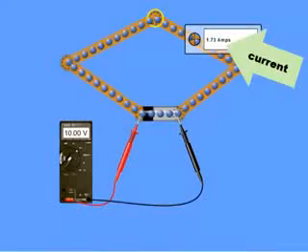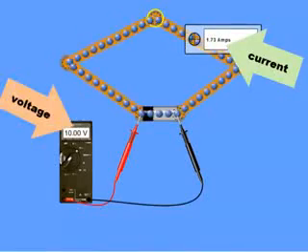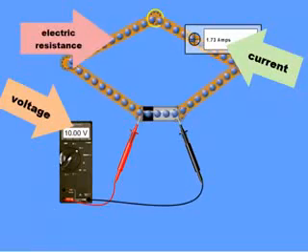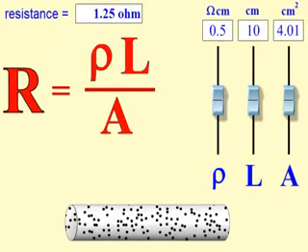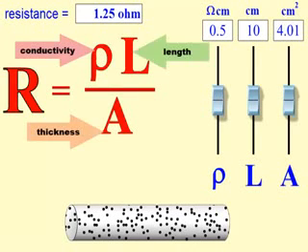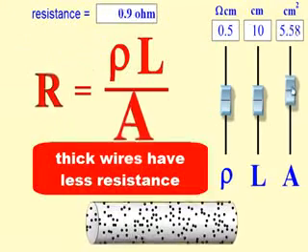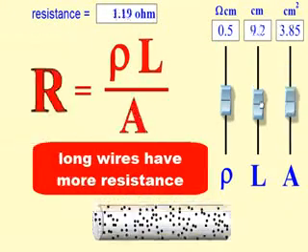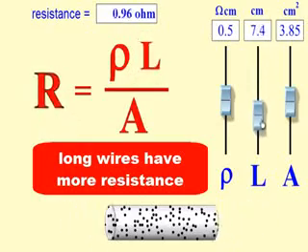The amount of charge that flows in a circuit depends on the voltage provided by the voltage source. The current also depends on the resistance that the conductor offers to the flow of charge, the electric resistance. The resistance of a wire depends on the conductivity of the material of the wire and on the thickness and length of the wire. Thick wires have less resistance than thin wires. Longer wires have more resistance than short wires.